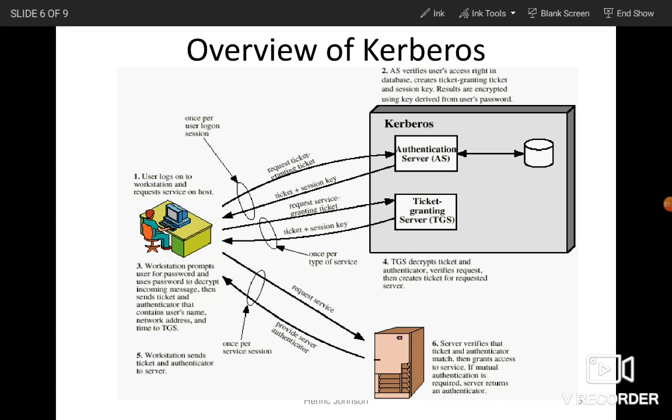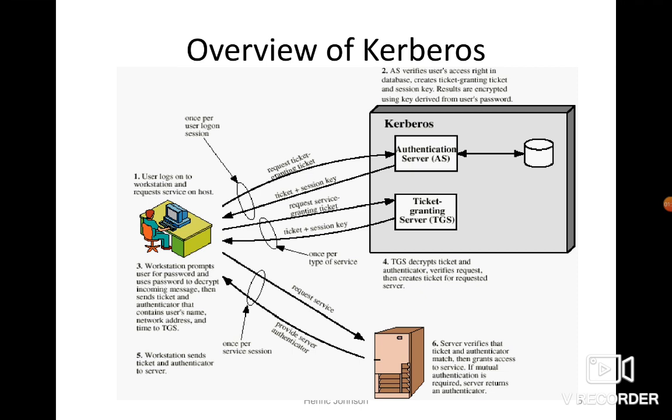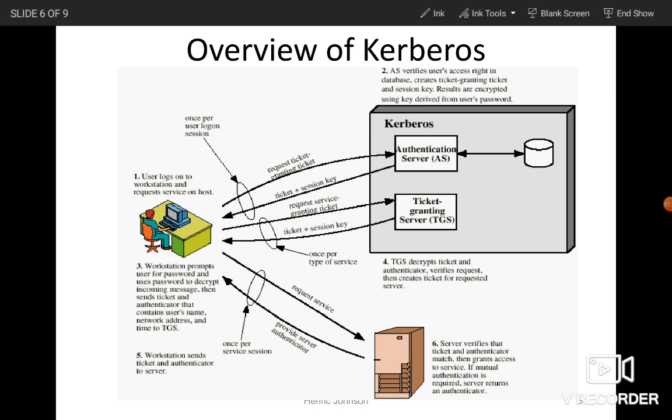Now we move on to the overview of Kerberos. We have three entities in Kerberos. One is the user, the other one is Kerberos, and the other one is the server. Kerberos consists of an authentication server as well as a ticket granting server. If the user wants to access a service from the server, he cannot directly access the server. First, he should approach Kerberos. The Kerberos authentication server issues a ticket for the ticket granting server.